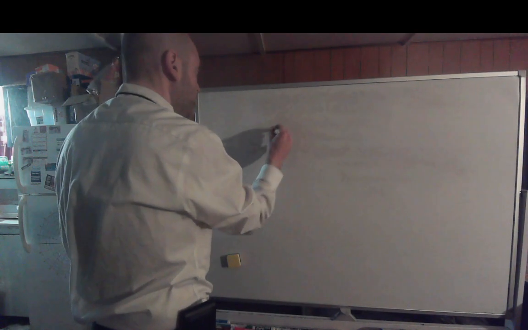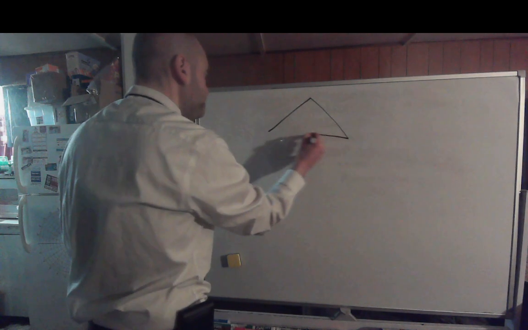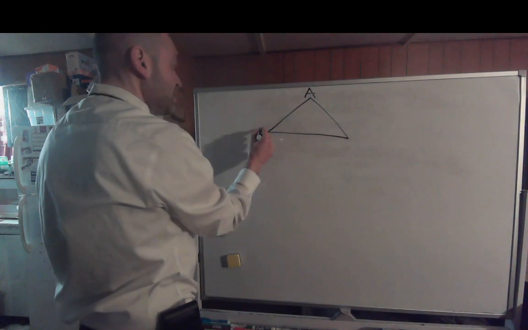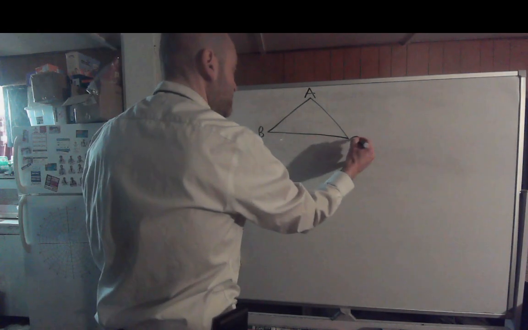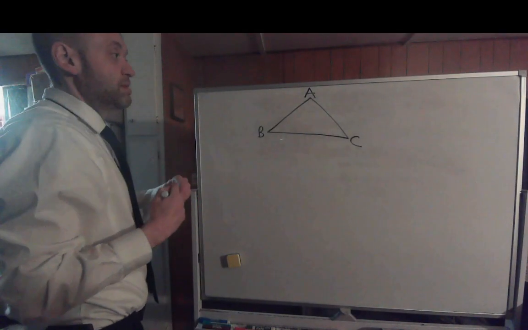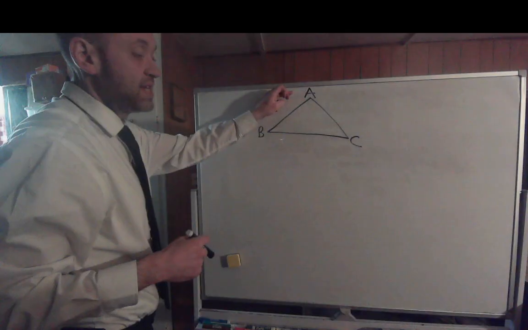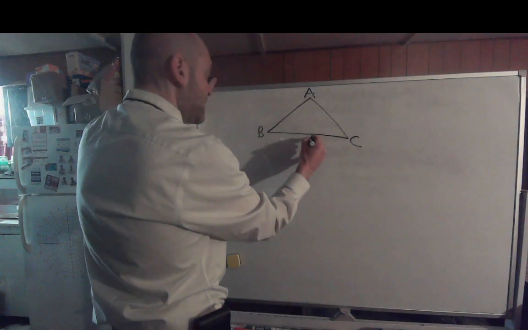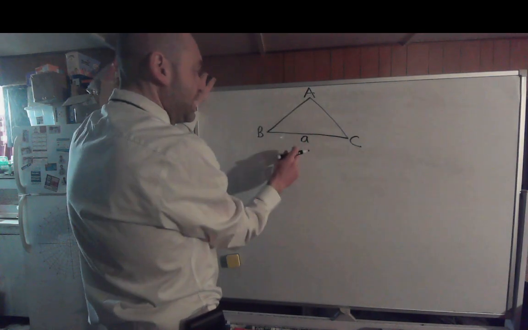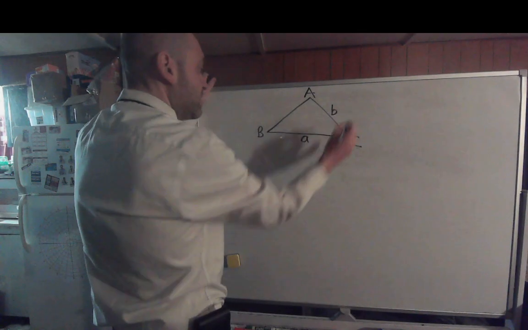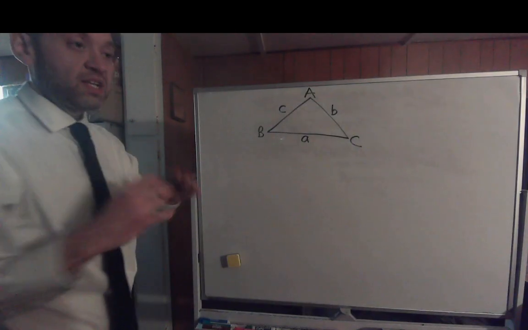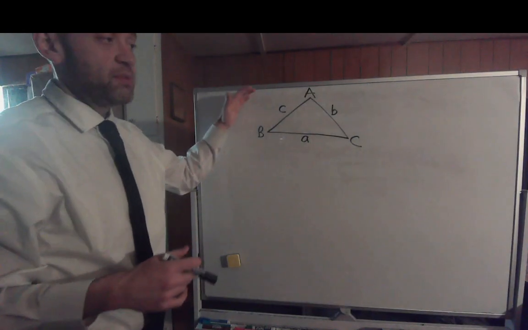So let's set up a triangle here. Let's do some examples of this. Now, when you set up your angles, it doesn't matter what order you set up your angles in, but the opposite side should always have the same name as your angle. So side A should be opposite angle A, side B should be opposite angle B, side C should be opposite angle C. Just like in the law of sines, it's the same with the law of cosines.